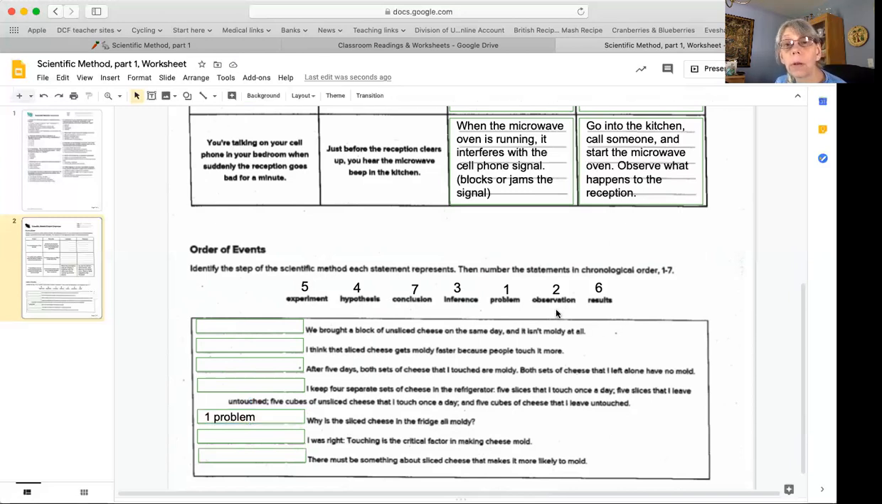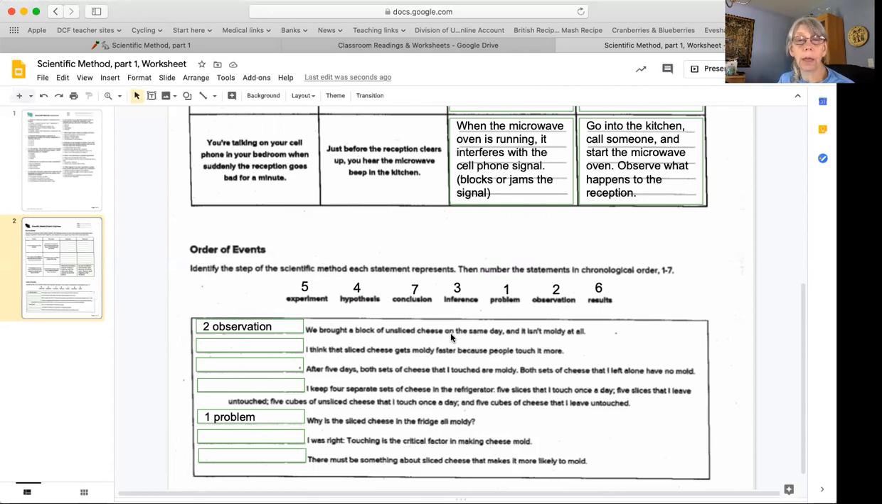Now next, observation. What's something else that you just noticed, perceived with your senses? You don't have to think about it. We brought a block of unsliced cheese on the same day, and it isn't moldy at all. That, my friends, is your observation. We're going to find out next week that this is one part of what I call research for the scientific method. Okay? Now, you put a little thought into it so you can do the rest of your study.